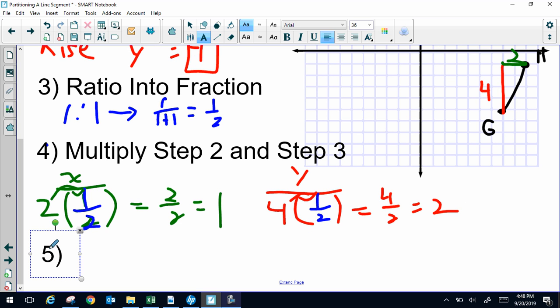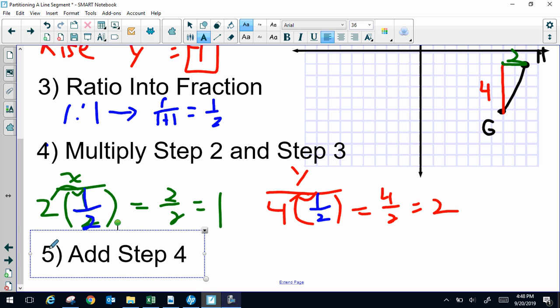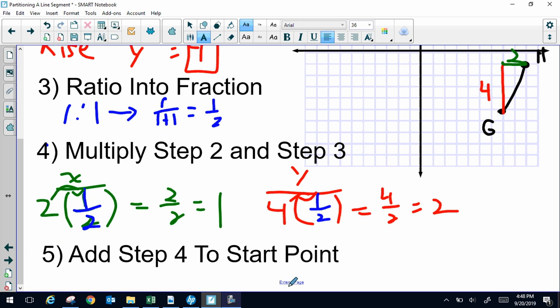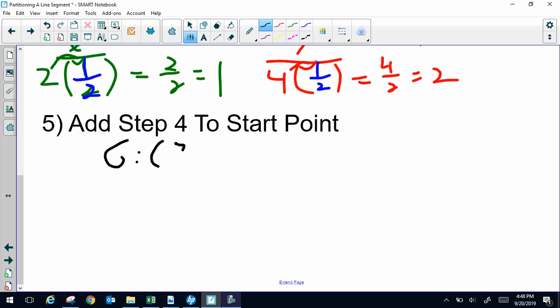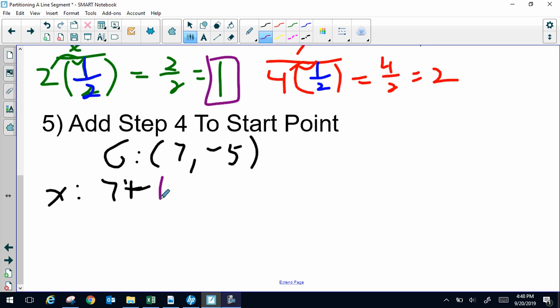So step 5, you're going to add step 4 to our starting point. Remember, our starting point was G, which was at 7, -5. So if I look at the x's, I'm going to take 7 and I'm going to add the x that I got from step 4, which is 1. So that means that my new x is at 8.